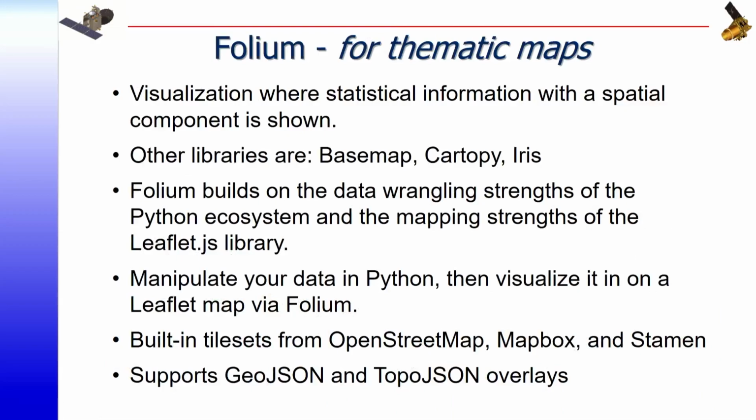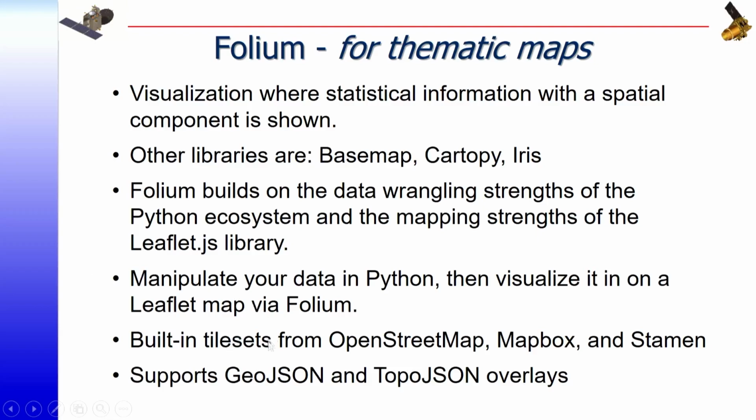The last module that I want to focus on is Folium, which is primarily for making thematic maps. This is when the statistical information that you want to portray also has a spatial component. There are many libraries which help you display spatial data, such as Basemap and Cartopy. The advantage that Folium has is that it is built on a very popular JavaScript library called Leaflet.js. So it builds on the data wrangling strengths of Python and the mapping strengths of Leaflet to come up with very attractive maps.